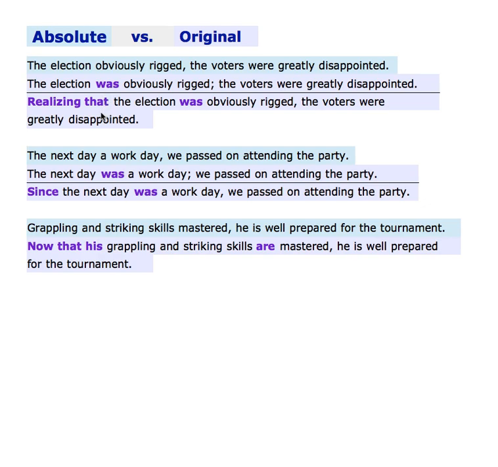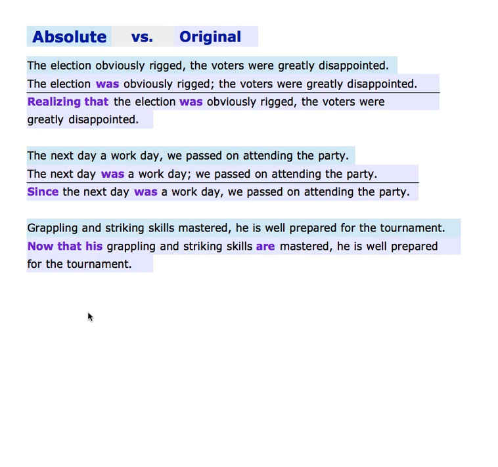Now here's another way of saying it completely or originally. Realizing that the election was obviously rigged, the voters were greatly disappointed. So set up this way or this way, these are complete sentences. Nothing's missing, nothing was omitted. Here's two more examples. I won't go on and on. You can pause the video and study these.